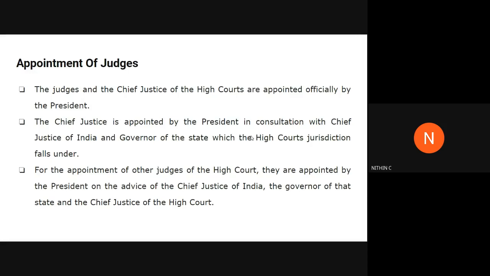OK. So for the appointment of other judges of the High Court, they are appointed by the President on the advice of the Chief Justice of India, the Governor and the Chief Justice of the High Court. The remaining High Court judges are appointed again in consultation with the Supreme Court Chief Justice, the Governor of the state and the Chief Justice of the High Court. So that is how the appointment of judges takes place in the High Court.